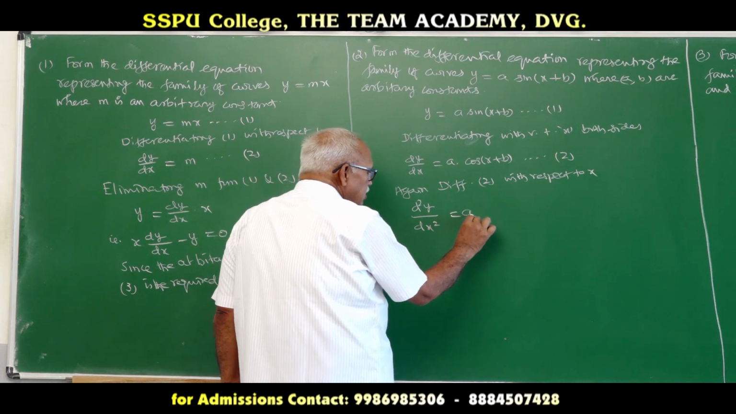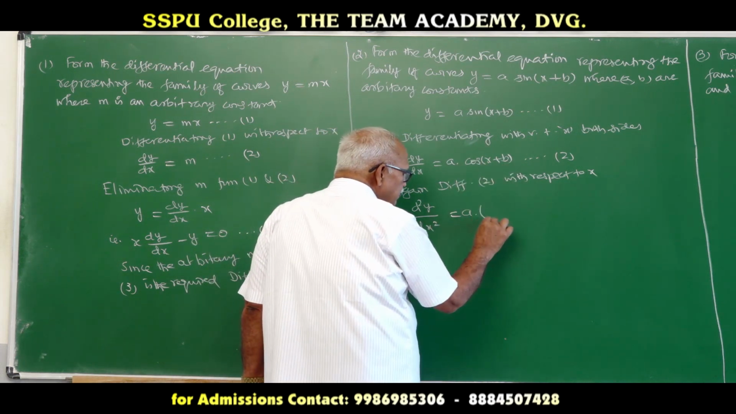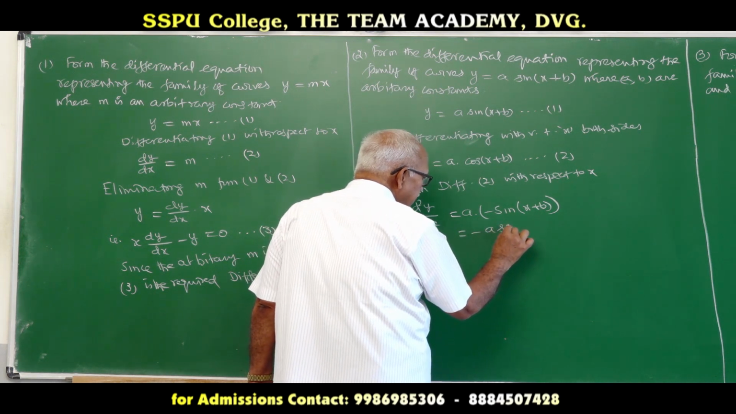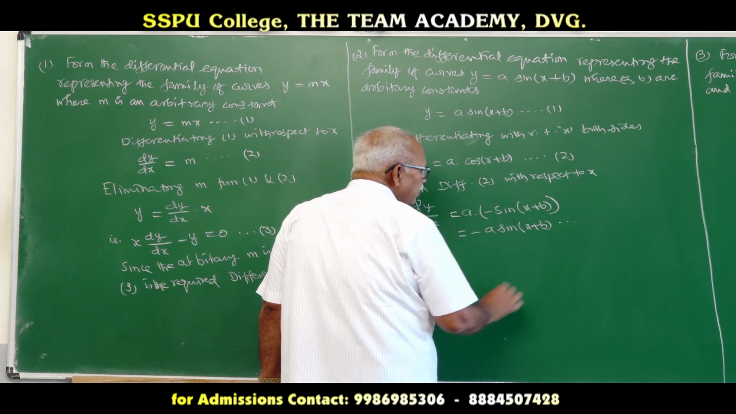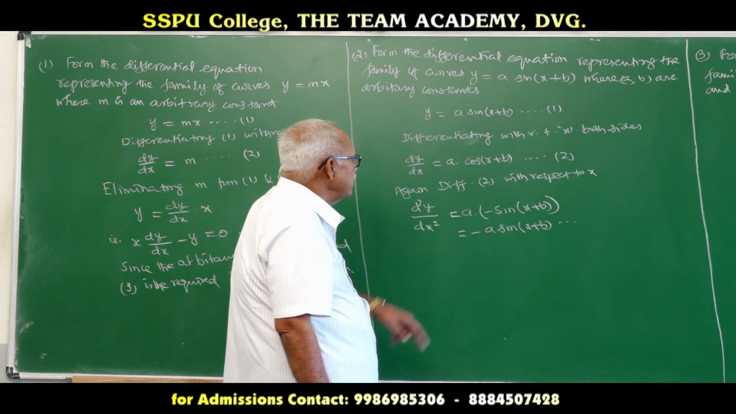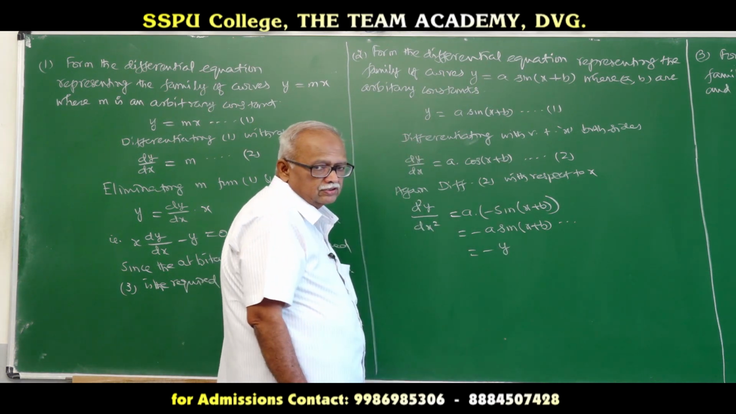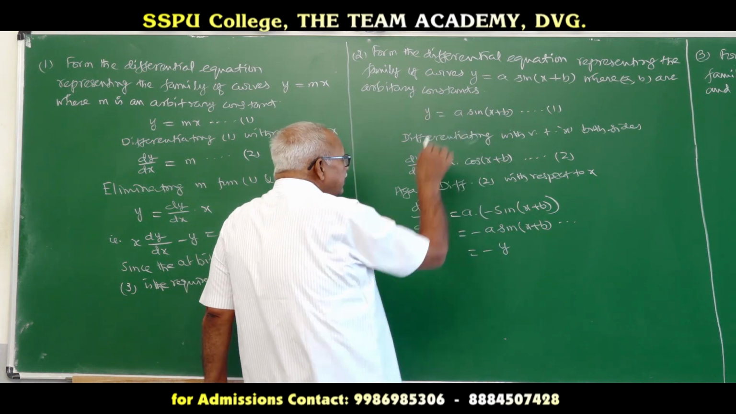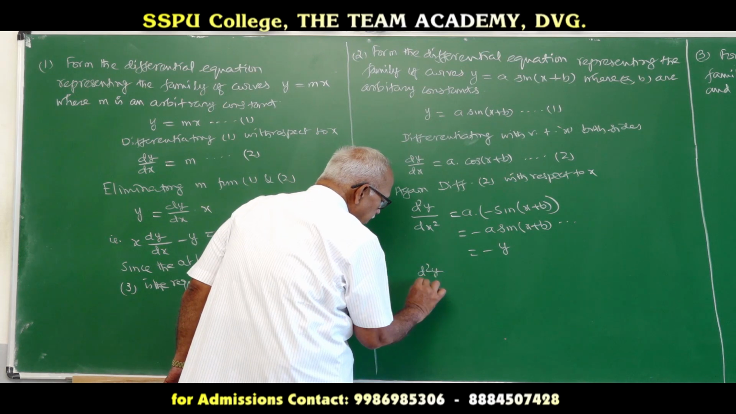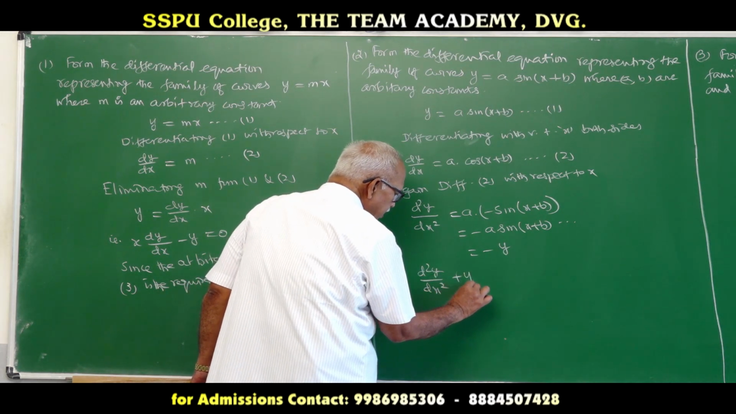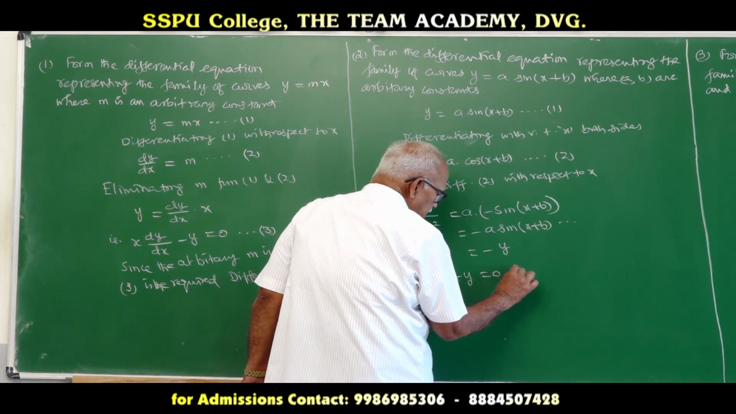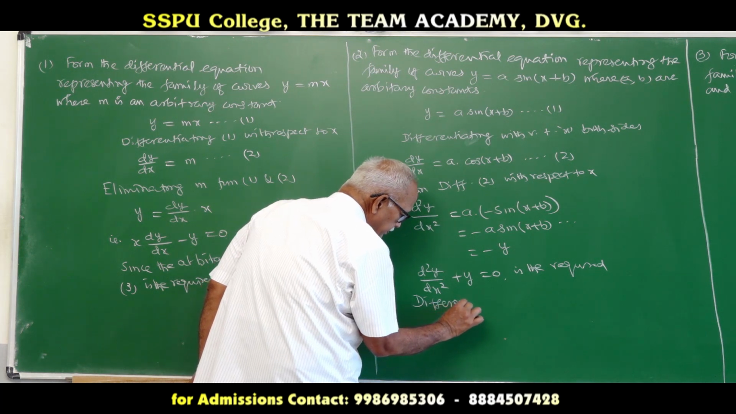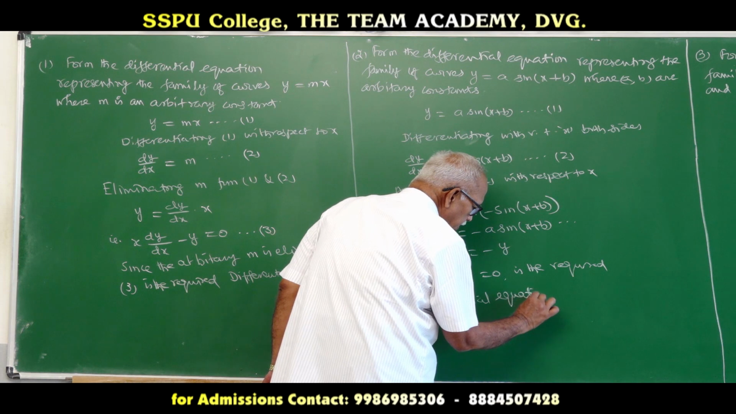And what is this? a is a constant. What is the differentiation of cos of x plus b? Minus sin of x plus b into 1. So this is minus a sin of x plus b. So you can see, what is a sin of x plus b? That we can take as y. So this is the technique used for formation of a differential equation. You have to always look into this. a sin of x plus b is y. Therefore, d square y by dx square plus y is equal to 0 is the required differential equation. This is the required differential equation.